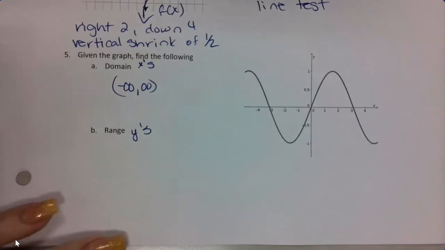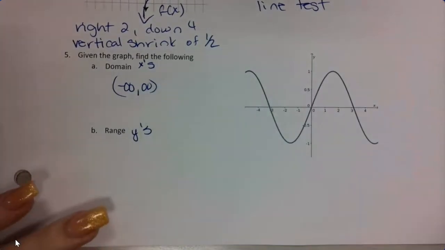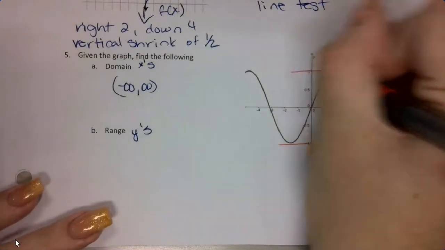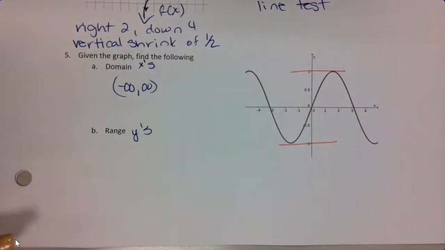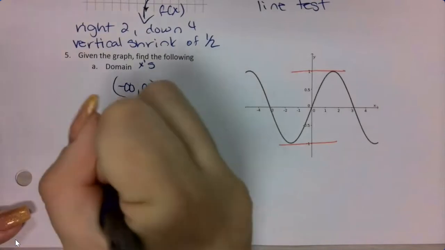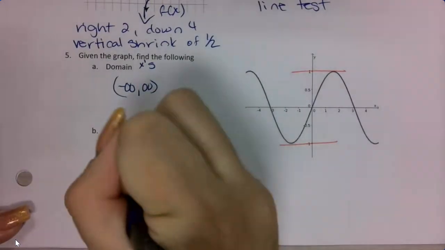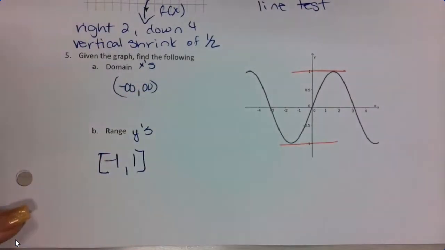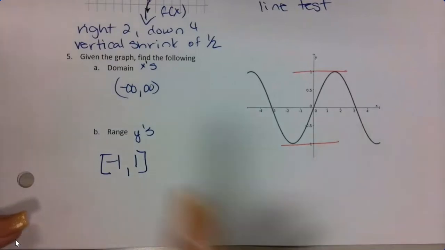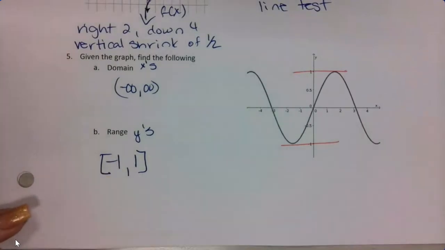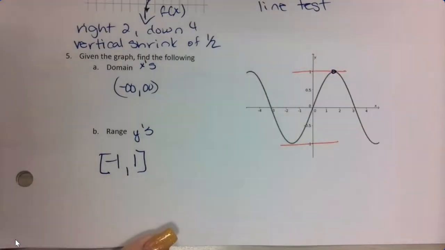My range is the y values it's between. So it's between here, and it bounces back and forth. It can be -1, so it gets a square bracket, and it can also be +1, so that also gets a square bracket. This tells me it's in between those two values, and the square brackets mean it can include those numbers. The only time I would not include them is if I had something like an open circle right here. That would mean to not include it.